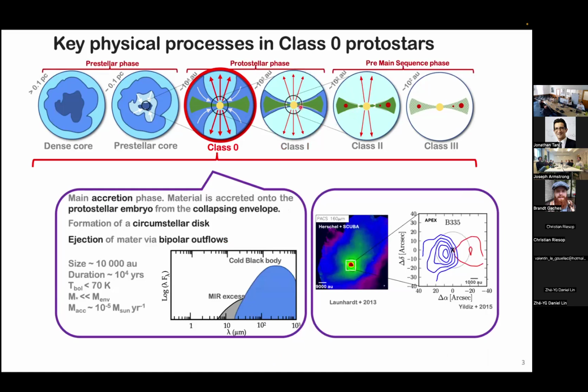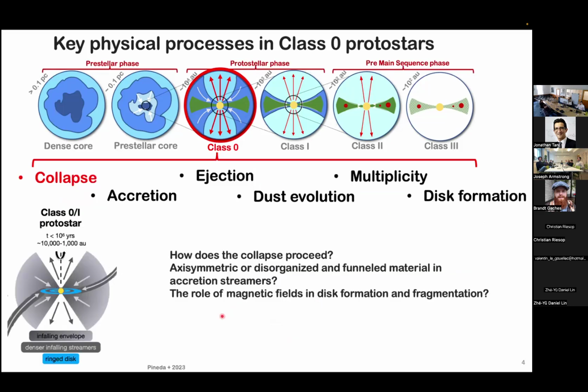The class 0 phase is especially interesting because it is thought that most of the accretion is happening in this phase. This phase is characterized by a spectral classification. These objects are mostly characterized by a very red spectrum, corresponding to a very extended, dense and cold envelope emitting in the infrared and millimeter wavelengths. And this stage is characterized by several key questions in star formation that I'm trying to address. They're all listed here.